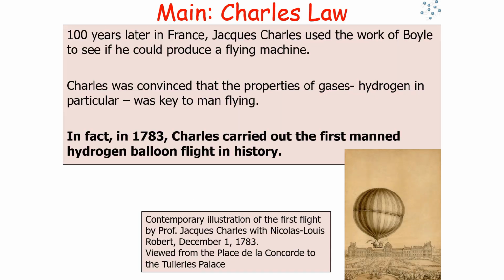Now the second law is called Charles's law, because 100 years later in France, Jacques Charles used the work of Boyle to see if he could produce a flying machine. Now Charles was convinced that the properties of gases, hydrogen in particular, were key to humans flying. So in 1783, Charles carried out the first manned hydrogen balloon flight in history.